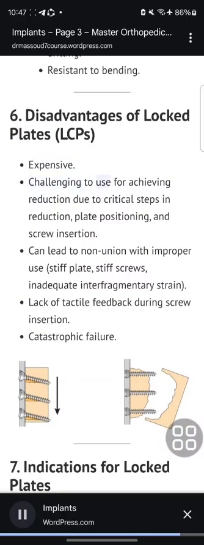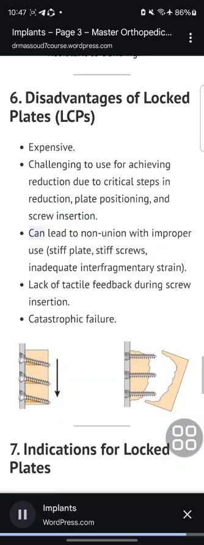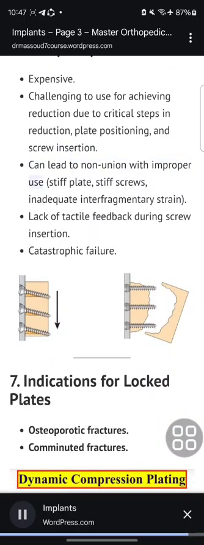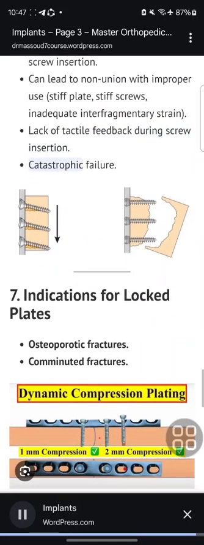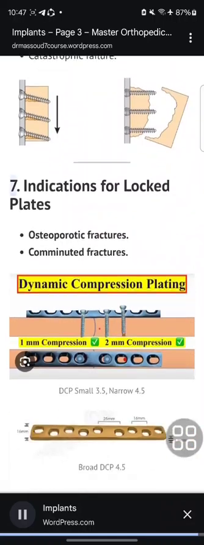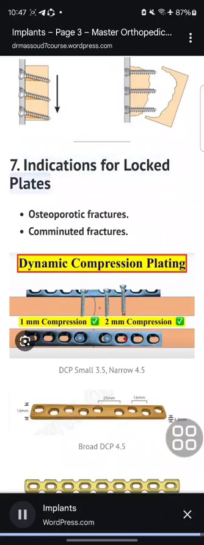6. Disadvantages of locked plates, LCPs. Expensive. Challenging to use for achieving reduction due to critical steps in reduction, plate positioning, and screw insertion. Can lead to non-union with improper use: stiff plate, stiff screws, inadequate interfragmentary strain. Lack of tactile feedback during screw insertion. Catastrophic failure.